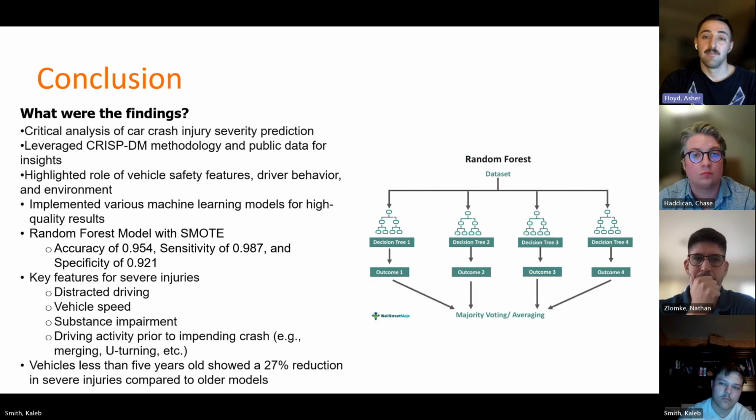We also noted that vehicles less than 5 years old showed a pretty significant reduction in severe injuries compared to older models. If I was a betting man, I'd say that's probably because we've seen such an advancement in things like collision avoidance, adaptive cruise control, lane keeping in newer vehicles, and that's probably a likely cause for why we're seeing a reduction in newer models. And moving on to the next chart here, I think that's something that public policy could probably inform. Typically, you see higher tax rates on newer vehicles as opposed to older vehicles. If you want to go to the next chart, Caleb.